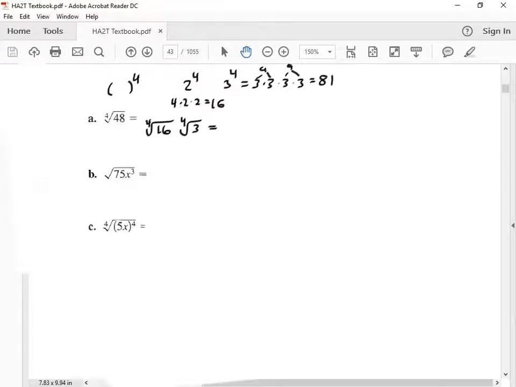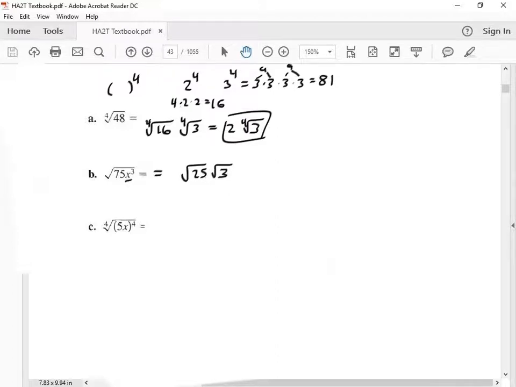And the 4th root of 16 is 2, so I can write 2 times the 4th root of 3. Let's look at the next one. The next one is a square root. What perfect square divides 75? It's 25. And that would be times 3.